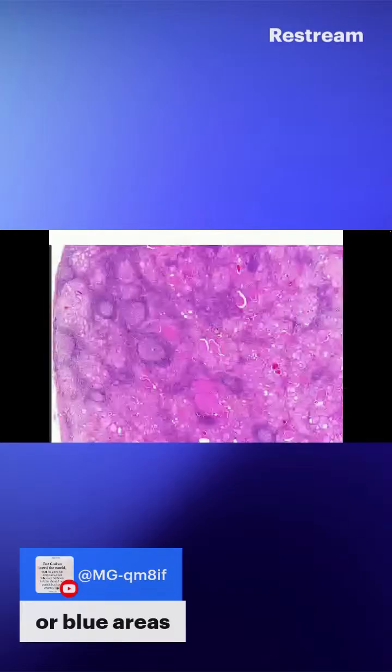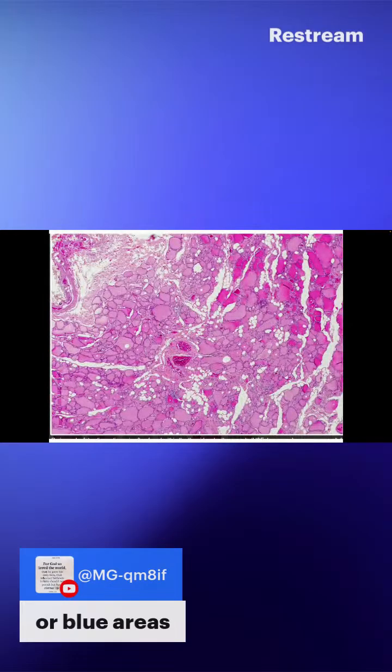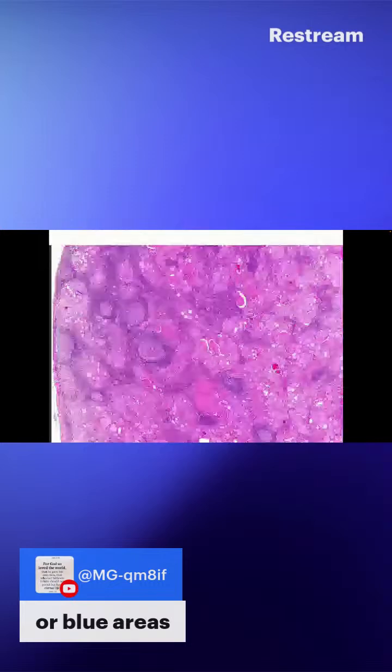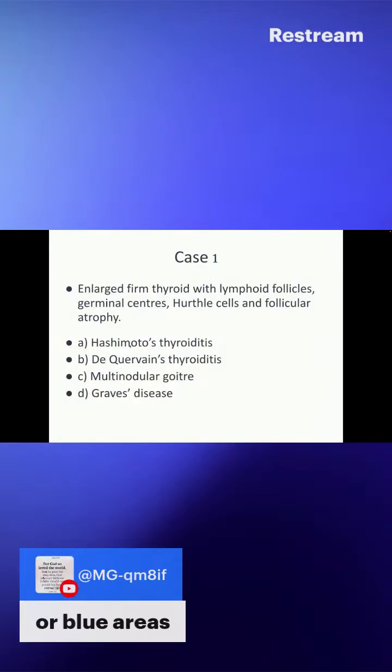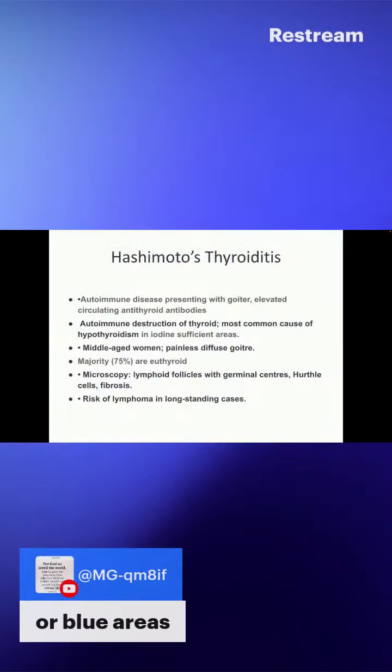So you can see here that the follicles are very nice, large, and have different sizes. Here you can see they're becoming smaller and smaller. Some of them don't actually have distinct borders, just the lymphocytes or the plasma cells infiltrating in between. So these are the features of Hashimoto thyroiditis.